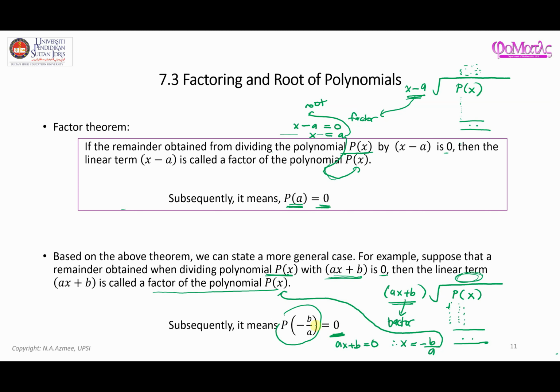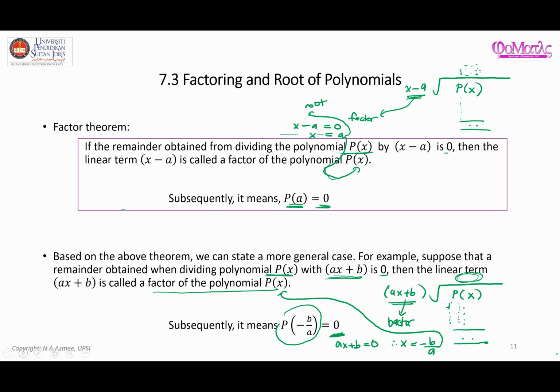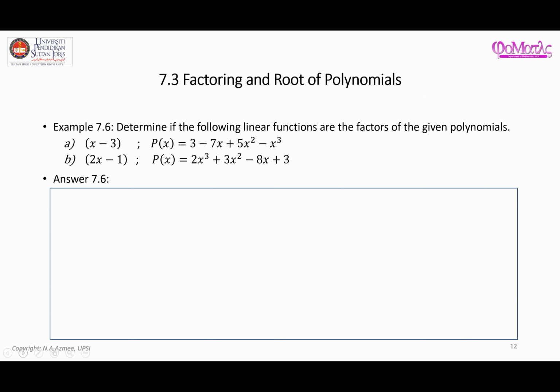So this is a similar idea to what you have seen in quadratic equations. When you substitute the value of x into the original quadratic equation, y will be 0. So it's the same idea, just extended to a more general case. Okay, so let's look at an example.